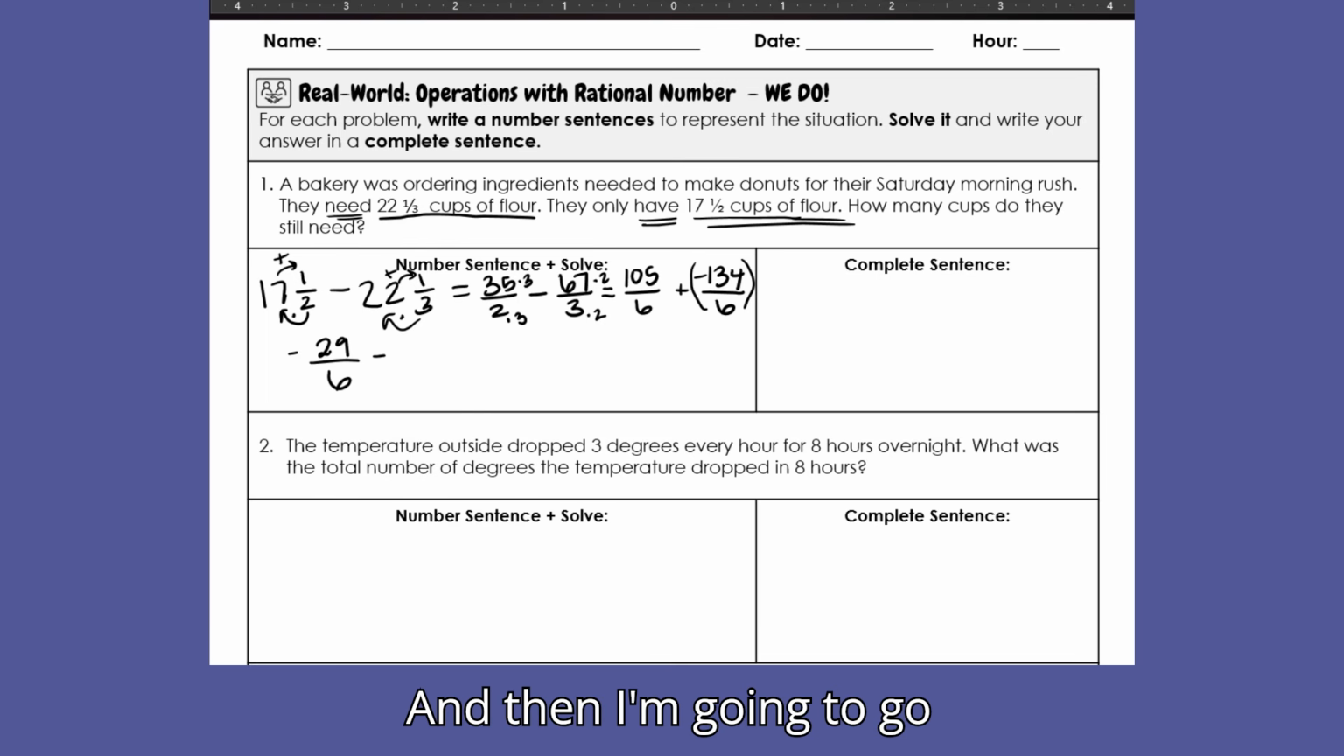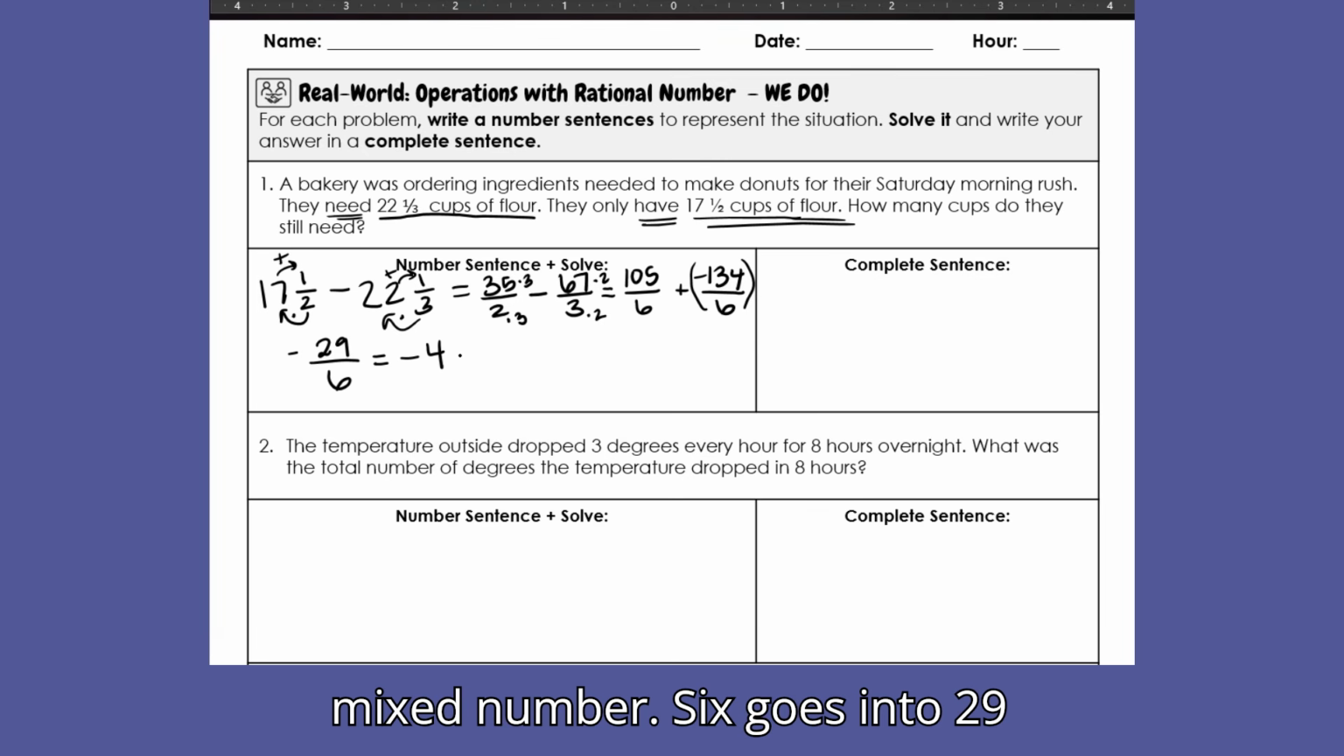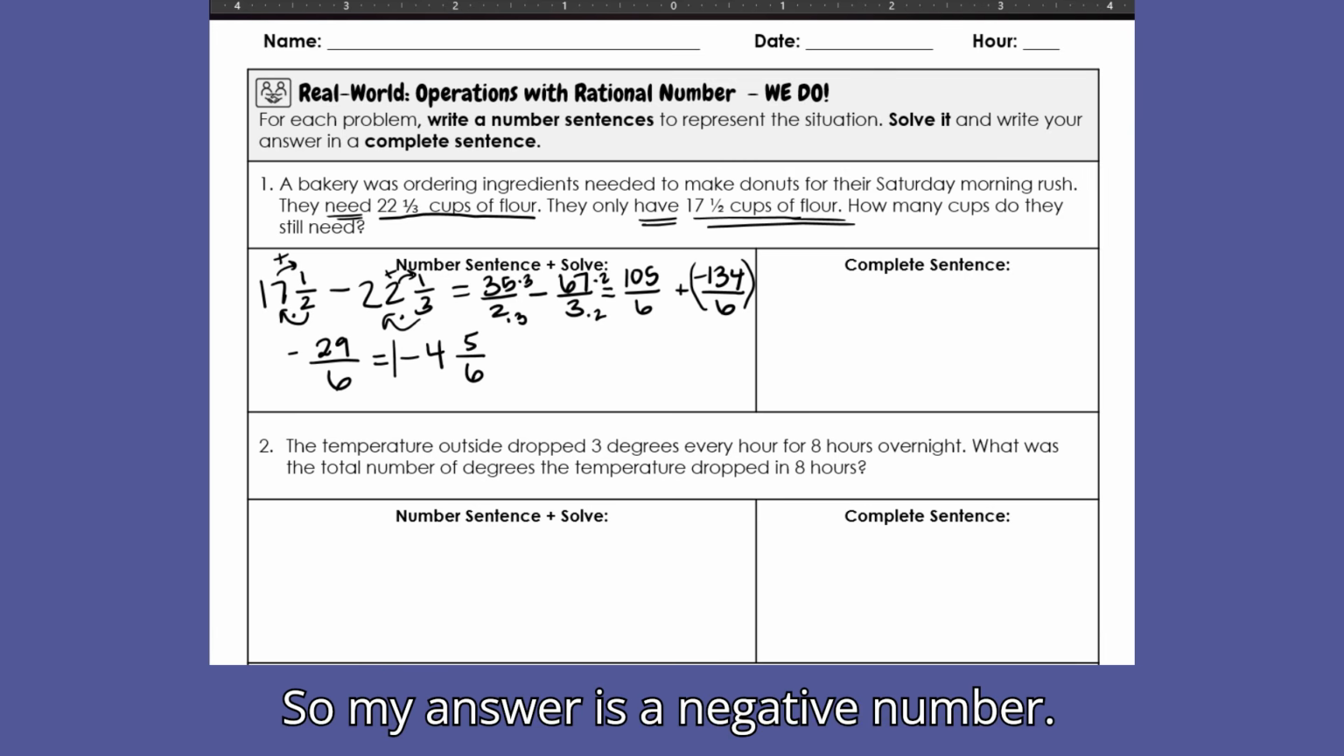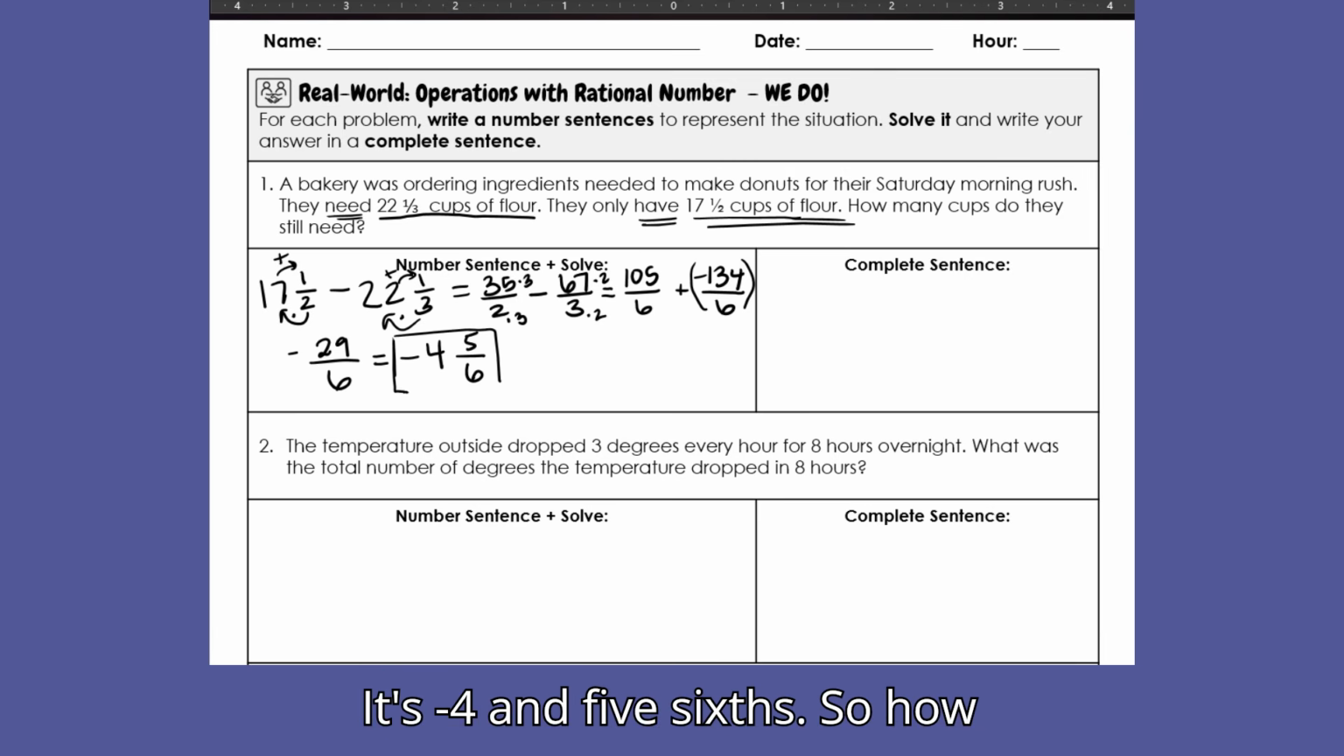And then I'm going to go ahead and convert that to a mixed number. 6 goes into 29 4 times with 5 sixths left over. So my answer is a negative number. It's negative 4 and 5 sixths.